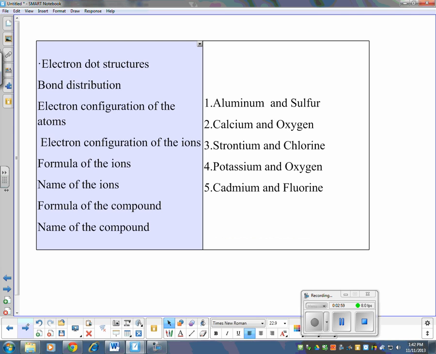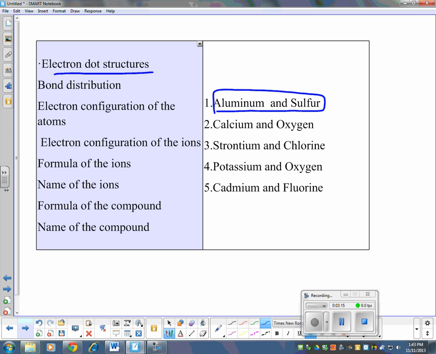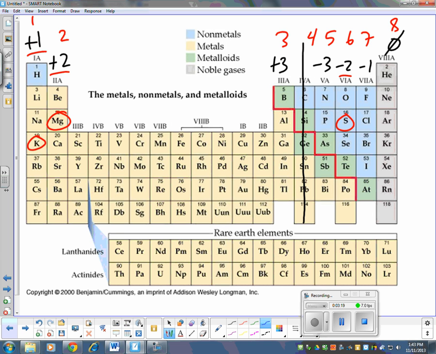All right, so next thing. This is what you have to be able to do for the test. You'll be given 2 elements, and you have to make the ionic compound. You have to show the transfer of electrons, all that stuff. First and foremost, the electron dot structure is just the number of valence electrons. So we're going to do number 1, aluminum and sulfur. When you go to do an electron dot structure, you go back over to the periodic table and find the number of valence electrons. Aluminum has 3. Sulfur has 6.